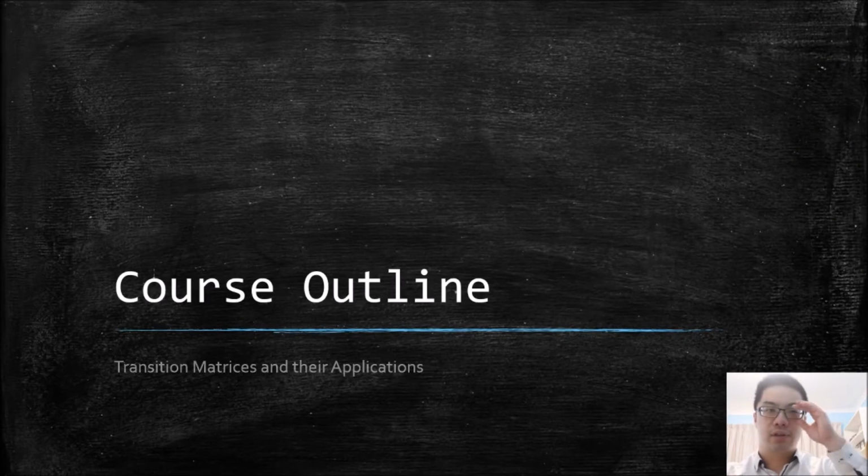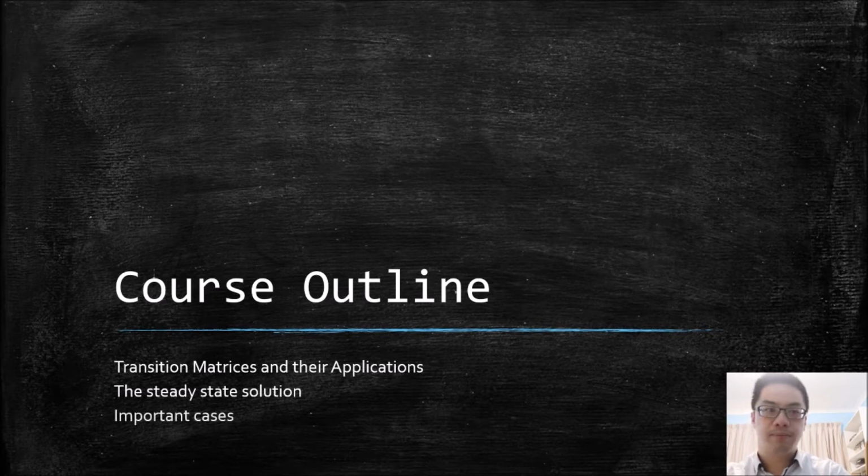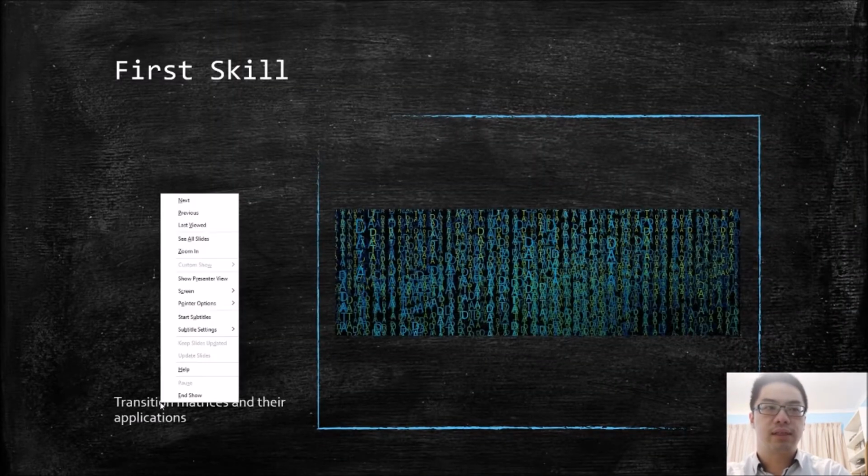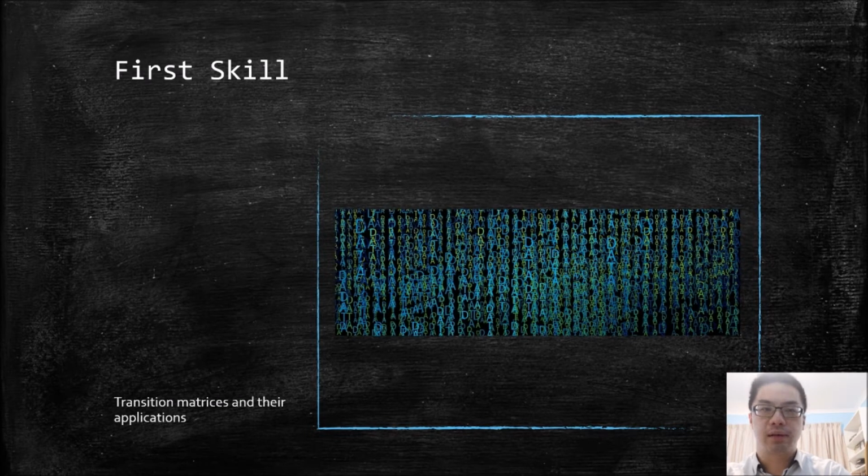So the course outline for today will be transition matrices and applications, the steady-state solution, and important cases. So the first skill we're running through is the transition matrices and the applications.